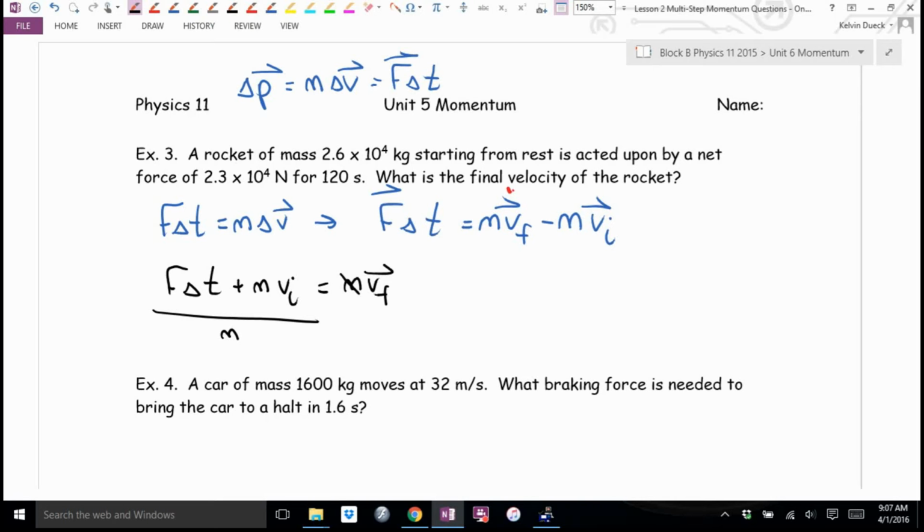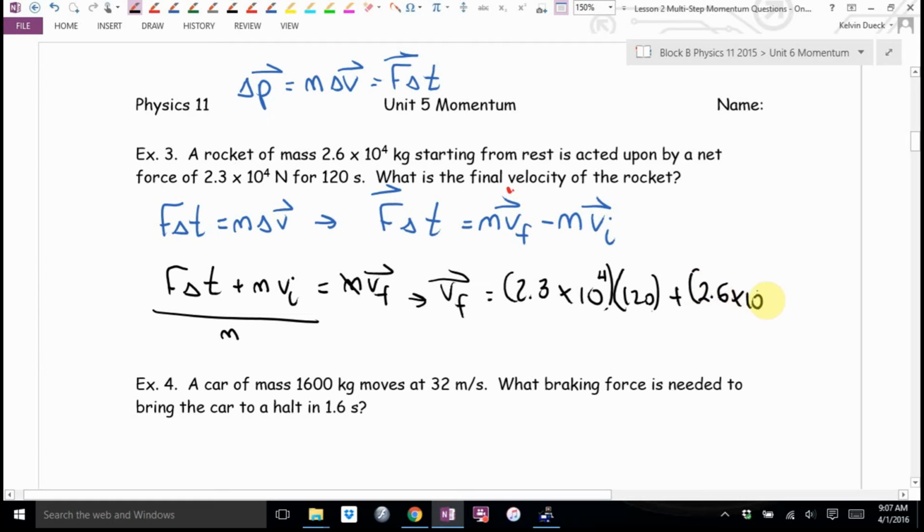Is that okay? Let's see if we got all this. Apparently the final velocity is going to be the force. Did they tell me the force? Yep. 2.3 times 10 to the 4th, times 120, plus the mass, 2.6 times 10 to the 4th, VI. Oh, you know what? VI is 0. You know what I could have done if I was really paying attention, Kareem? I could have just crossed that out and ignored it. But just in case, if there had been a VI that wasn't 0, it would go there. But since it's 0 now, I'm just going to ignore it. Divided by the mass, 2.6 times 10 to the 4th.